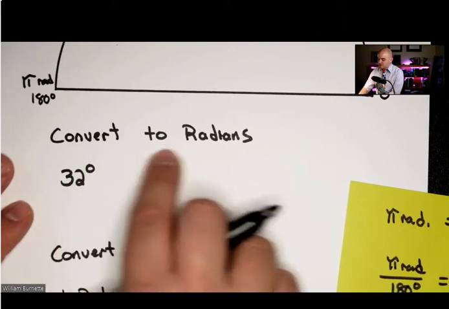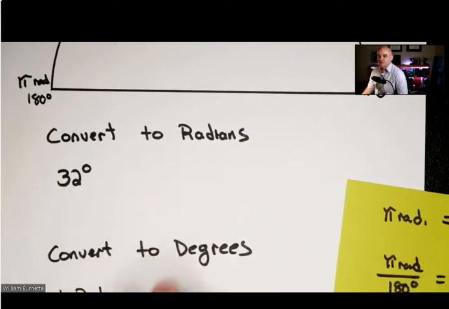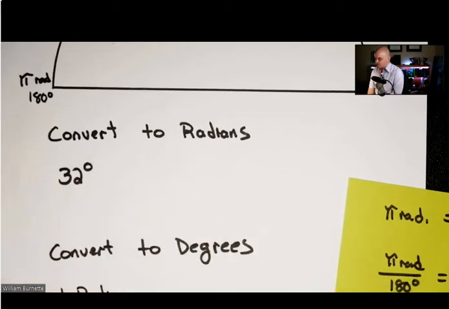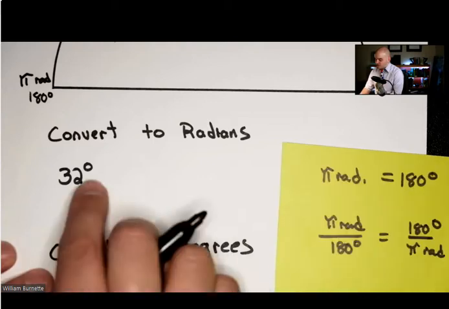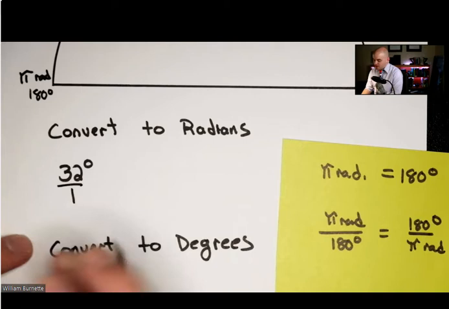This first one says convert to radians. Notice this is not our typical angle that we have on a unit circle. It's not a common angle. So if you come across something like this that needs to be converted to radians, here's how we do it. We're going to say, okay, it's currently in degrees. Let's make it a fraction. If it's not already a fraction, make it a fraction.